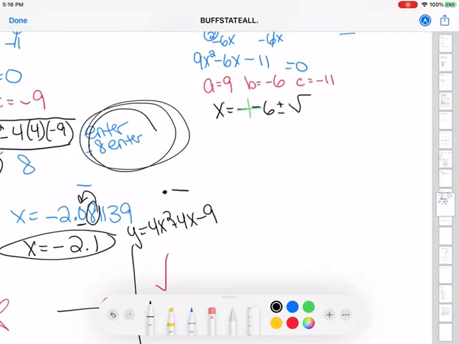After b, I have plus or minus my big square root and then parentheses. Here's where I plug in b again, so negative 6 squared, using parentheses where I need them, minus 4 from the formula, times a, so times 9, times c, so times negative 11, and that's all over 2 times a, which is 2 times 9. I'm going to simplify that right away. 2 times 9 is 18.